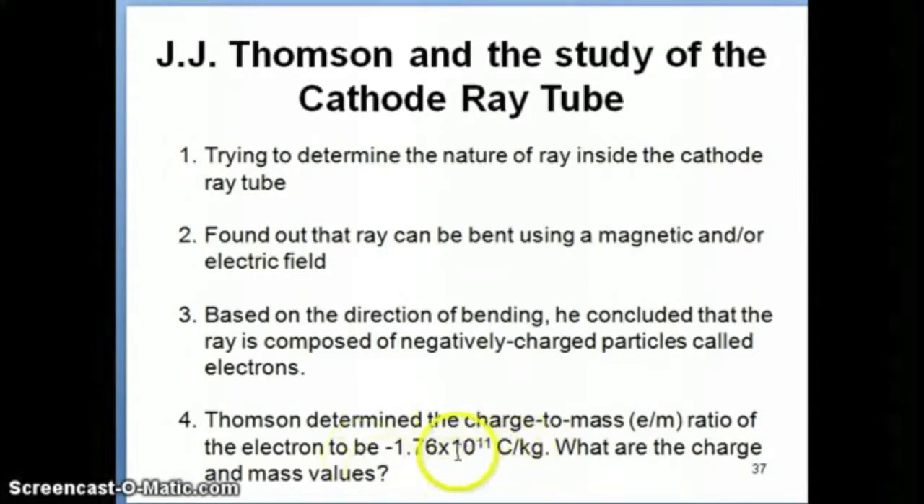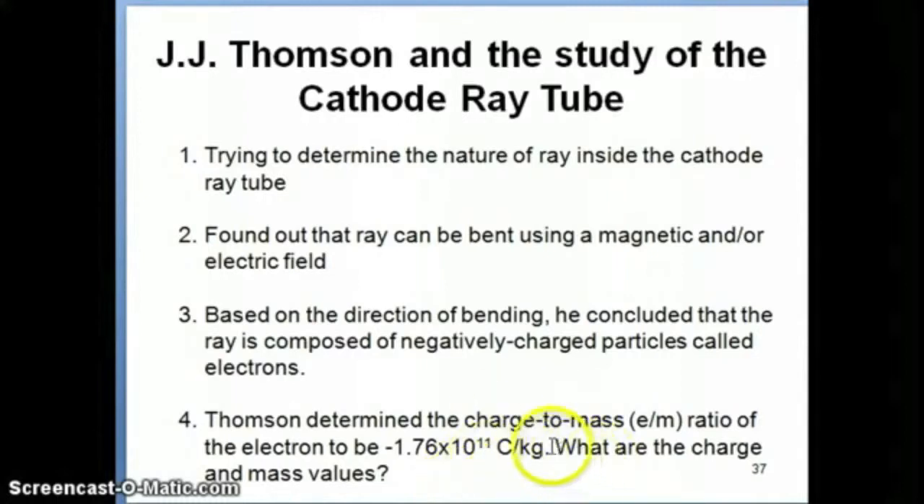Now if you look at this number, you notice that it's a pretty big number, right? 10 to the 11 is a big number. So that implies something about the electron. The electron must be a particle that has a relatively small mass, because this is a charge to mass ratio and the mass is at the bottom, the denominator. The mass must be really small, yet the charge, with respect to the mass, is a fairly large charge.